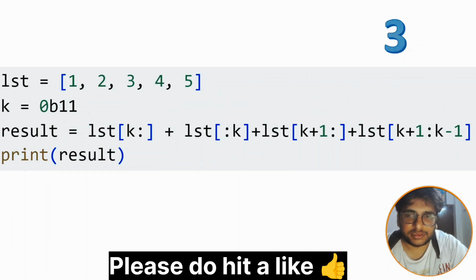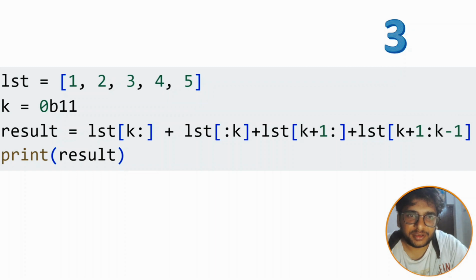And here it is mostly the same as the previous one, but the k value I'm taking in binary. The 0b prefix is binary. So I hope you can do this one. It is not that difficult. Let's go with the next one.